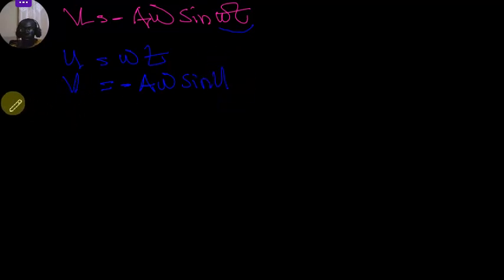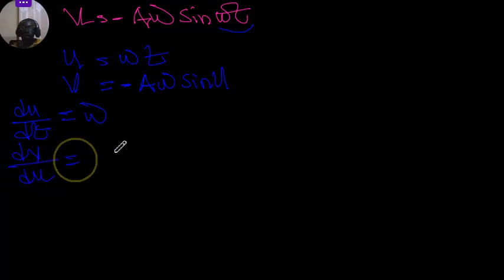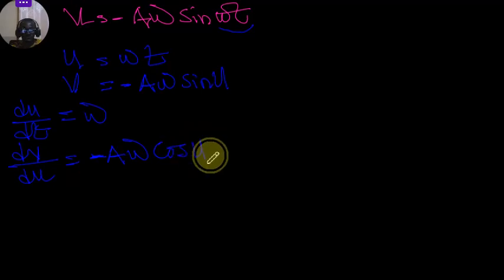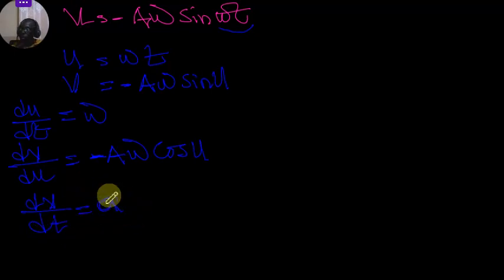Okay, so now at this point you need du/dt again, differentiating this. When you differentiate that, that gives you omega. Then we need dv/du again. When you differentiate sine, it gives you cosine. So therefore you are left with minus a omega cos u. So at this point we need dv over dt. Remember, dv over dt is that word for acceleration, change in velocity over time.